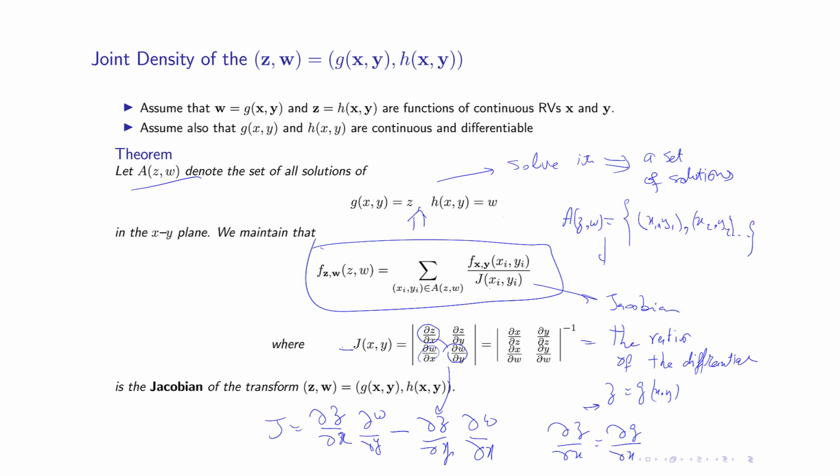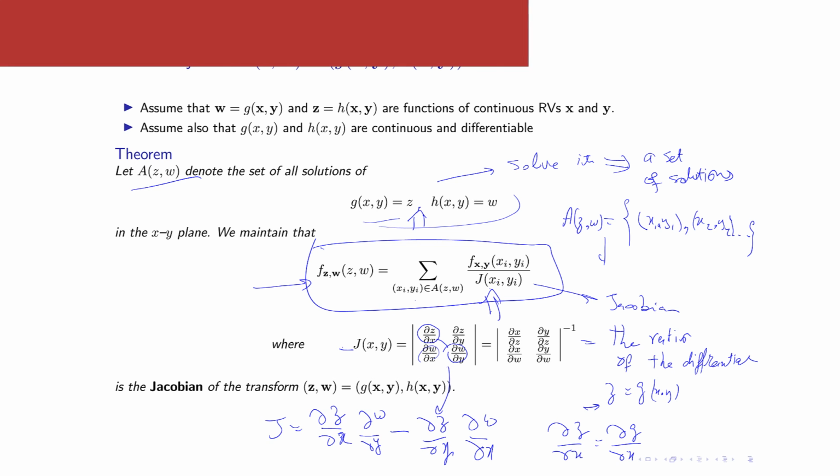We have seen this in one of the previous videos, the Jacobian of the transformation. So what we need in order to find the joint PDF of the output is to find the set of solutions, then calculate the Jacobian at all solutions, and then plug it into these equations. So in three steps. We can move on and then prove this theorem.